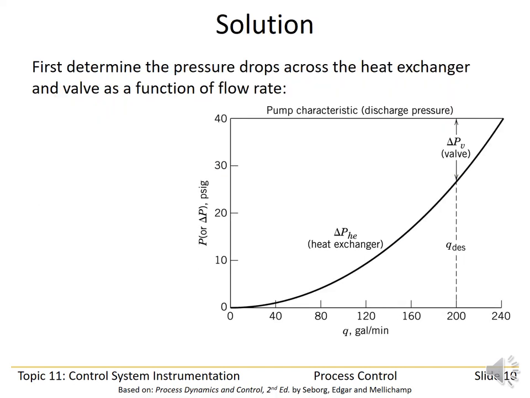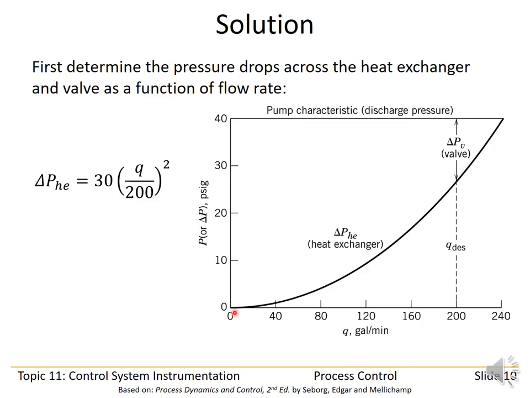Okay, assuming you have thought about how to solve the problem, it is helpful to first determine the pressure drop across the heat exchanger and the valve as a function of the flow rate. We were told in the problem statement that the pressure drop across the valve was equal to 30 psi-G when Q was equal to 200 and was proportional to the flow rate squared, and so the pressure drop across the heat exchanger can be described by this equation.